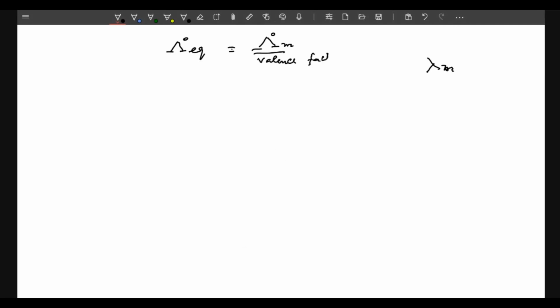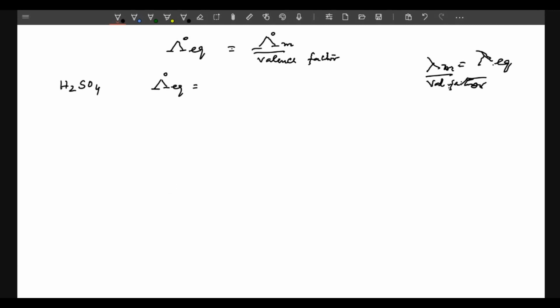Valence factor. Here, when lambda m is given, you should convert the lambda m into lambda equivalent by dividing it by the valence factor for that ion. How is it possible? Yes, it is possible to calculate this. I'm going to tell you: if molar ionic conductance is given for potassium sulfate, sulfuric acid, find out the limiting lambda equivalent conductance.